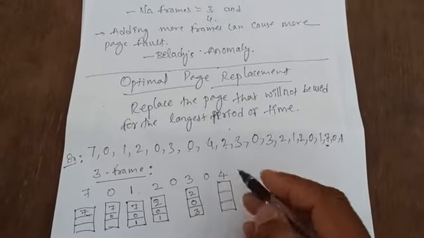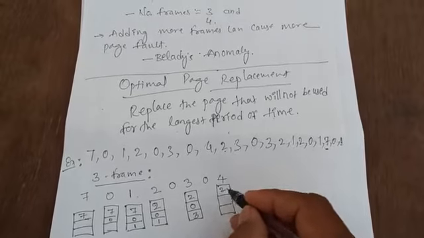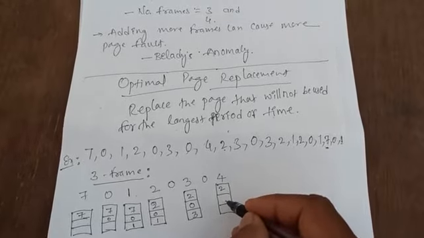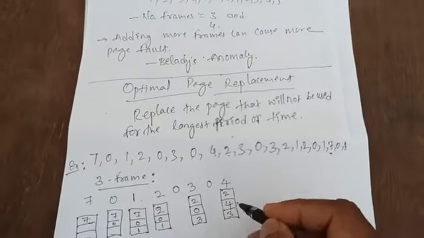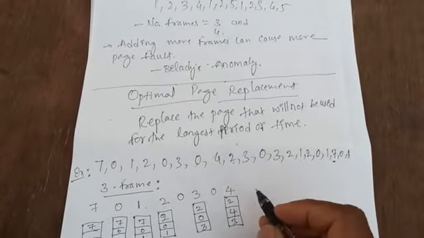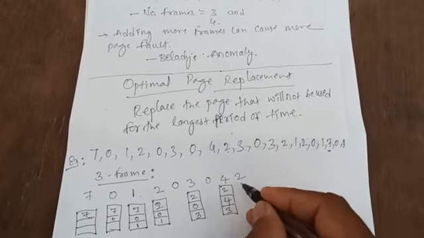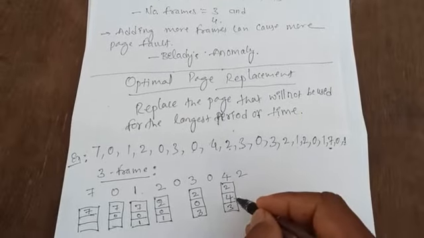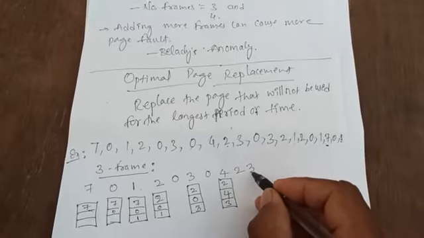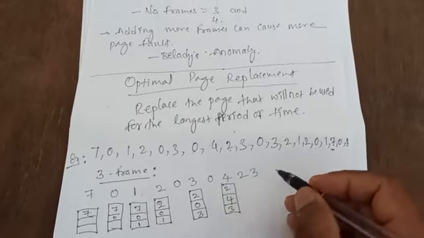We are going to replace 0 here. We are replacing 0 with which reference string? Page number 4, and 2 and 3 will be as they are. Go to the next sequence, 2. It is already in the memory, so there is no page fault. Go to the next sequence, 3. It is also in the memory, so there is no page fault.